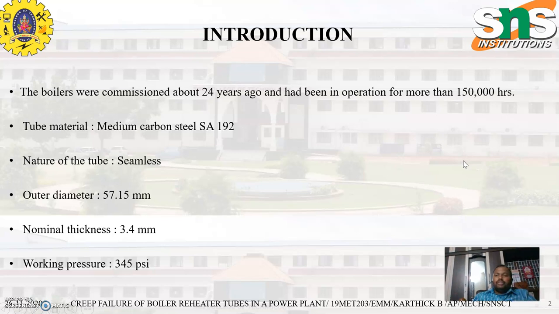Before going to the actual part, we are going to know the background of the creep failure. The boiler was commissioned 24 years ago and has been in operation for 150,000 hours. The tube material is SA192, a medium carbon steel. It's a seamless tube. The outer diameter, nominal thickness, and working pressure are given. The working pressure is 345 psi, that is 345 pounds per square inch.